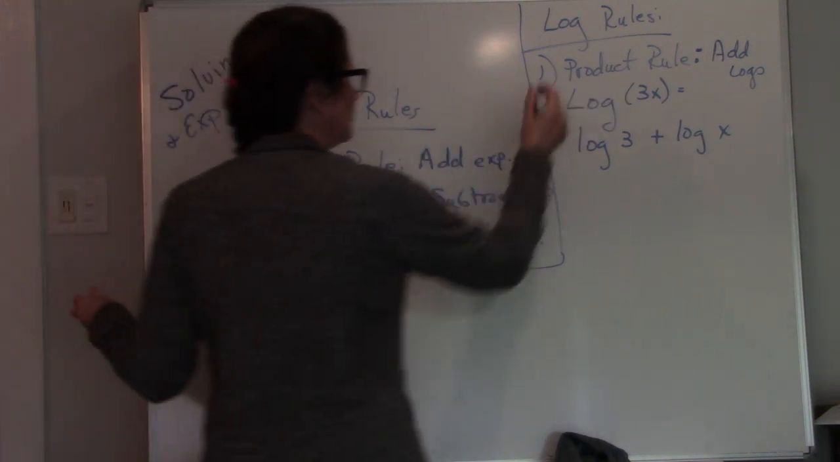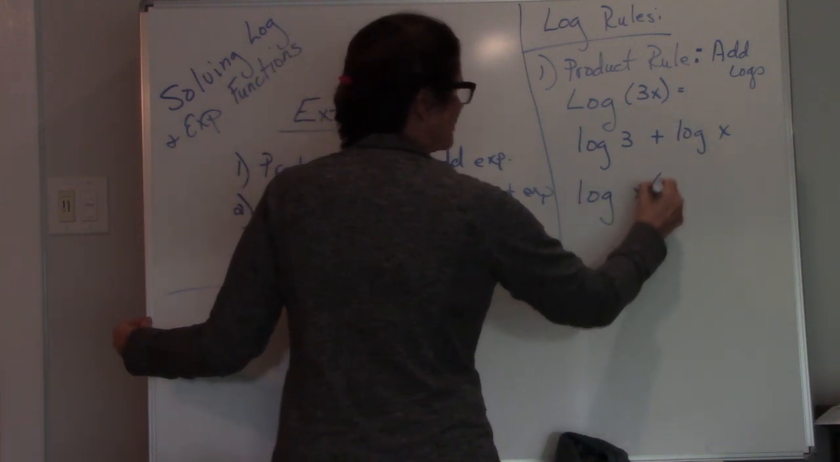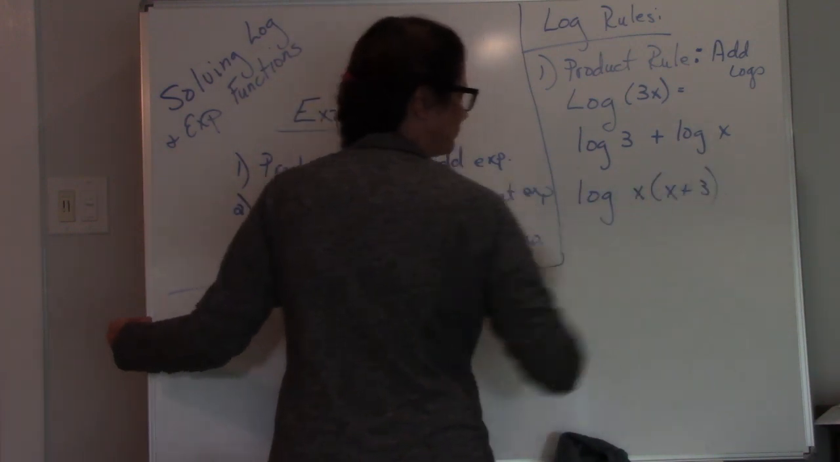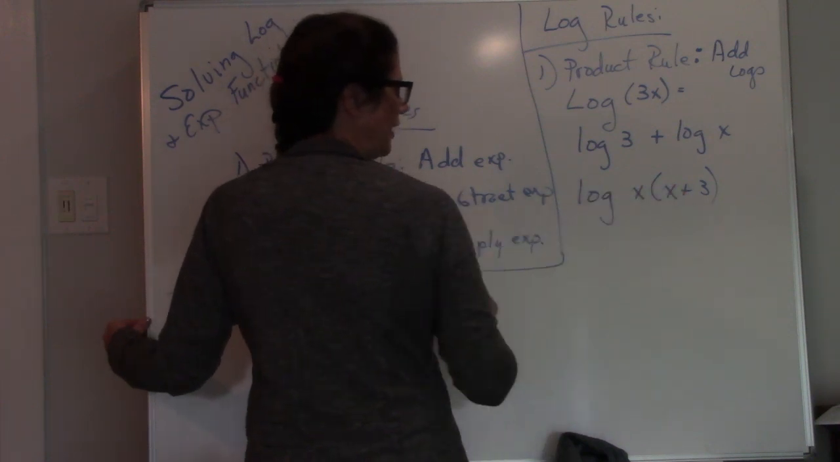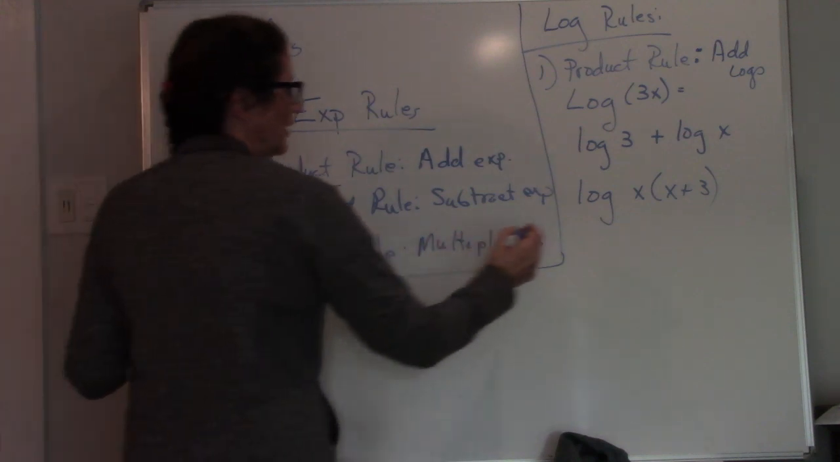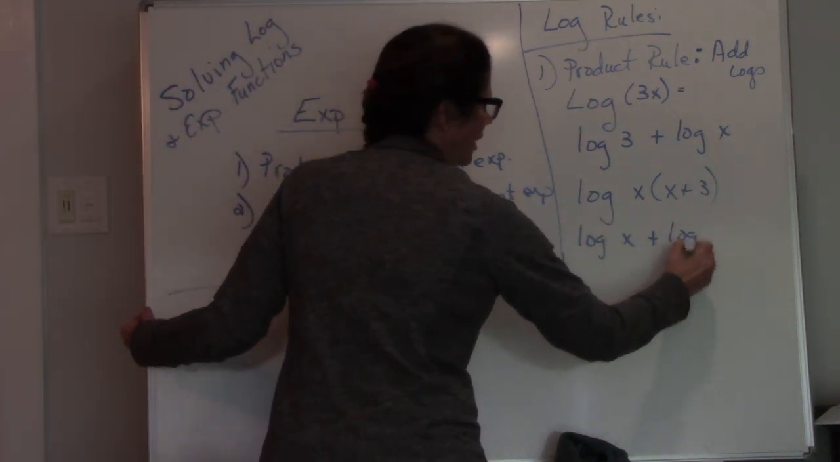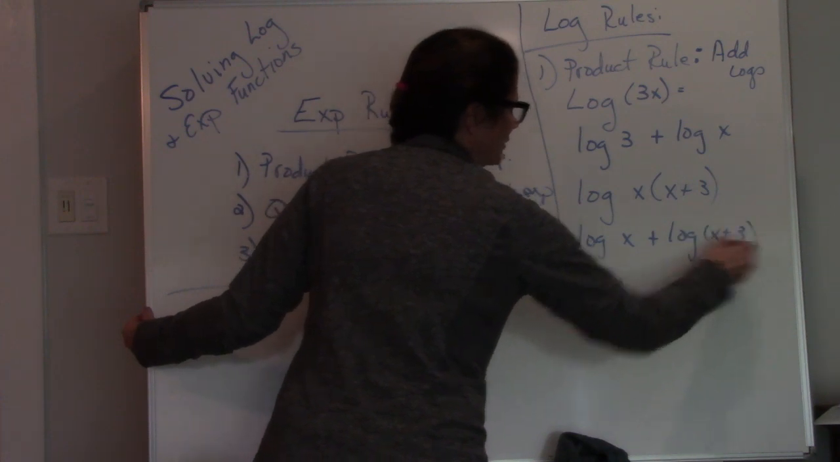Okay? Let me give you a couple more just so you can actually see it. If I have log of x times x plus 3, I'm still showing multiplication. When you have something in a parenthesis, that's one term. So I can rewrite this as log of x plus log of x plus 3.